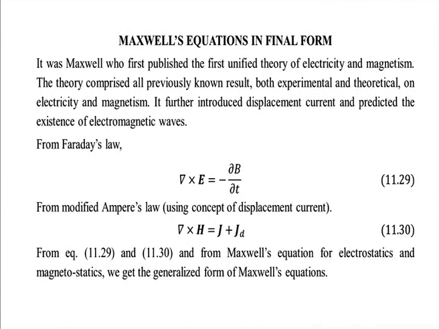Next, we come to Maxwell's equations, both in the point and integral form. It was Maxwell who put forward the unified theory of electricity and magnetism. He introduced the displacement current and predicted the existence of electromagnetic waves. Now, from Faraday's law, curl of E is equal to minus del B by del t, and from Ampere's circuital law, curl of H is equal to J plus J_D, which is equal to J plus del D by del t.